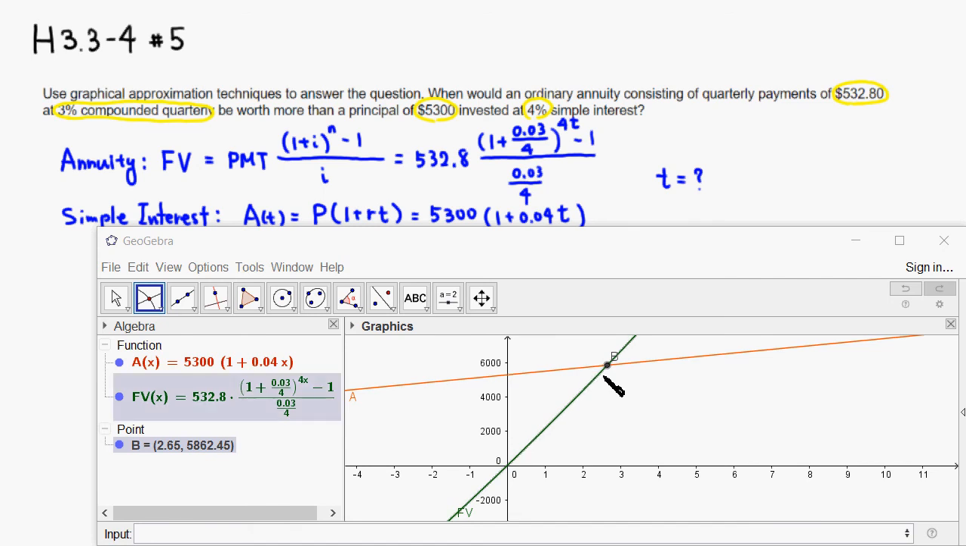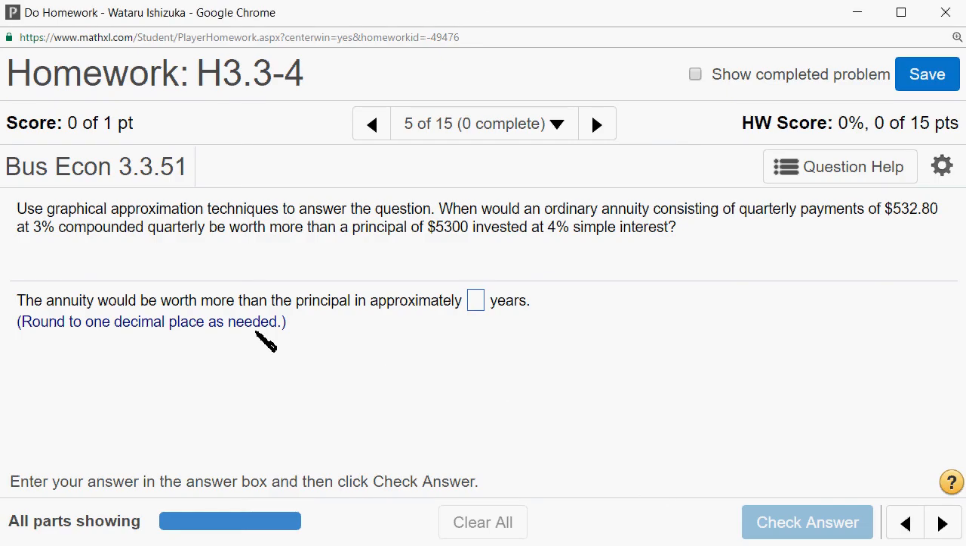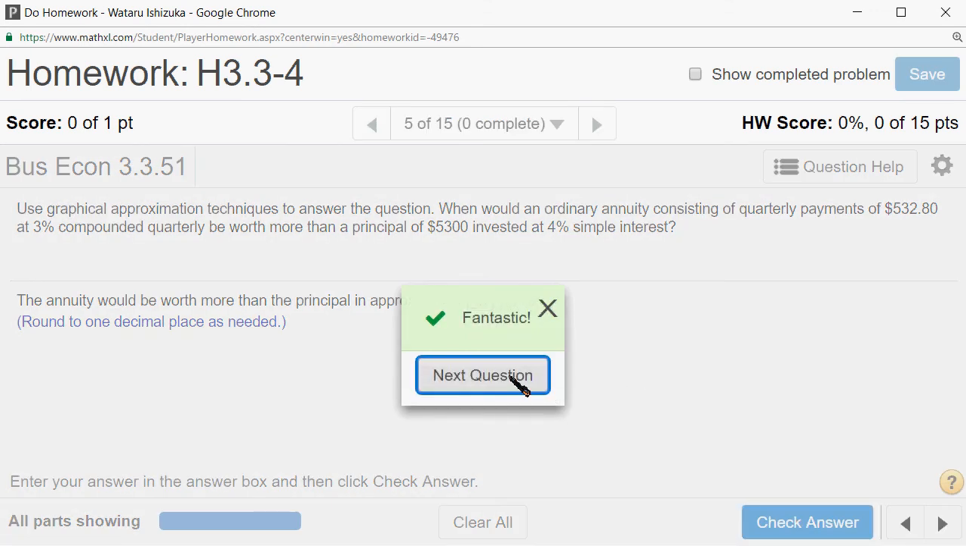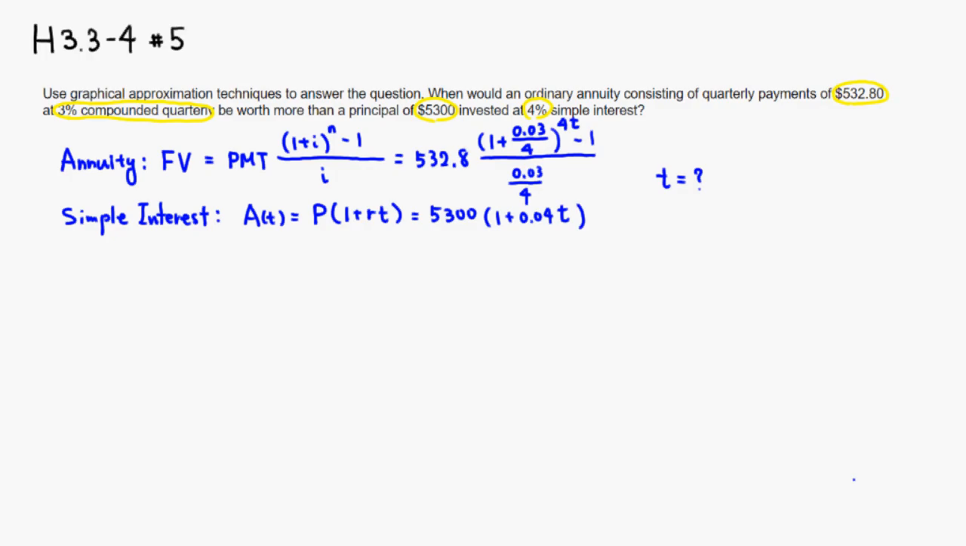Alright, looks like it found the intersection. So the x value, which is the t value, is about 2.65. So let's type that in. Round to 1 decimal place. It was 2.65, so it's going to be 2.7. So let's check the answer. Alright, got that.